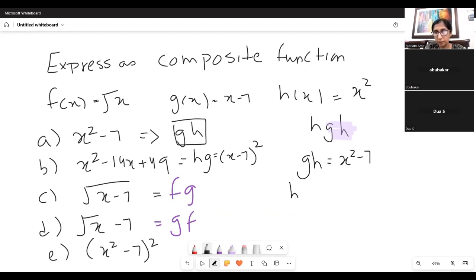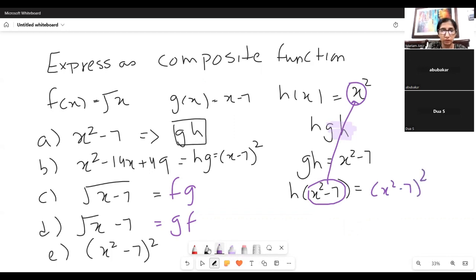So now we have to input x square minus 7 in H. What would that be? मिस x square minus 7 whole square. हाँ ये इधर चला गया. So it's going to be x square minus 7 whole square. So Dua was right. This is going to be HGH. That's correct.